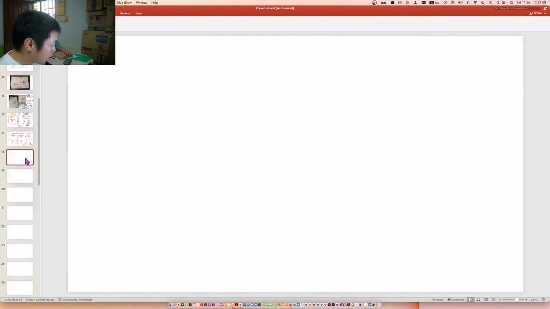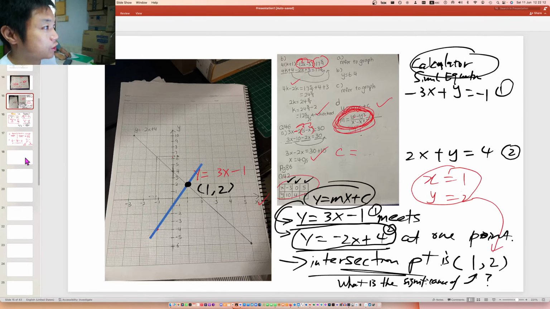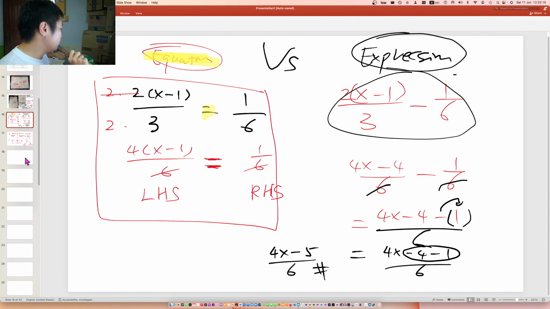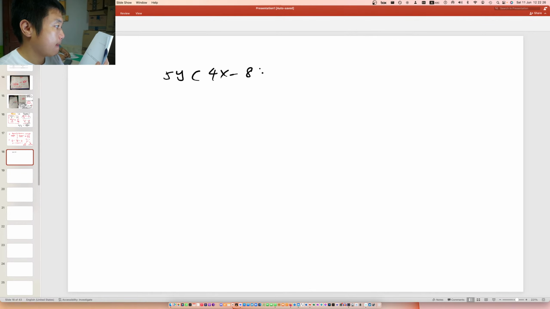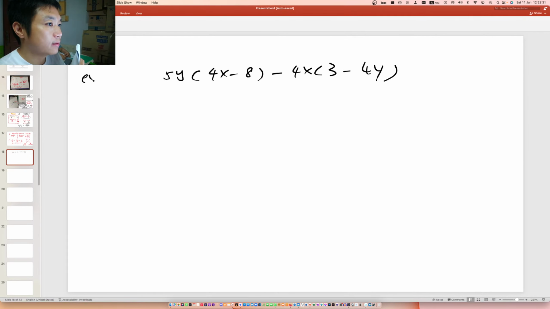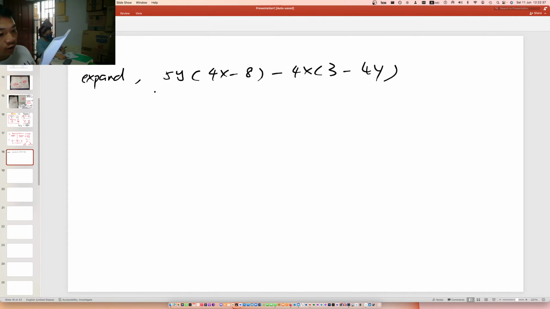So now we have been doing the algebraic manipulation, and then the graph, and then the expression, and then the equation. So today we will do the factorization. Let me start off with this first. Warm up. So expand. How do you expand this? Do it on a piece of paper.